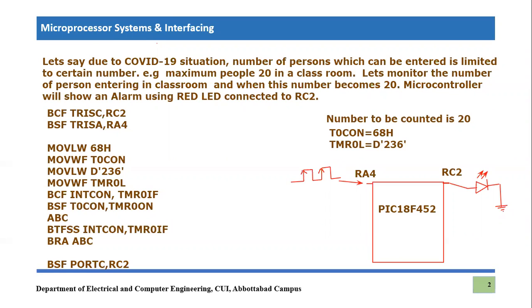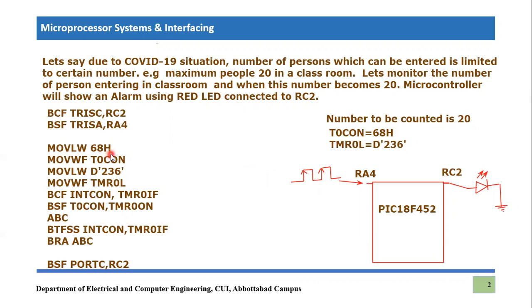So let's discuss the first line. BCF PORTC comma RC2. This is the pin which is going to be connected with the alarming LED. So this pin is going to be an output pin. Then BSF PORTA comma RA4. I'm using this line intentionally. I do not need to write it, because by default every pin is in input mode, but I wanted to show you that the RA4 pin is going to be used as an input pin, which is connected to a source or sensor, which will be sending low to high pulses from the entering gate, right?